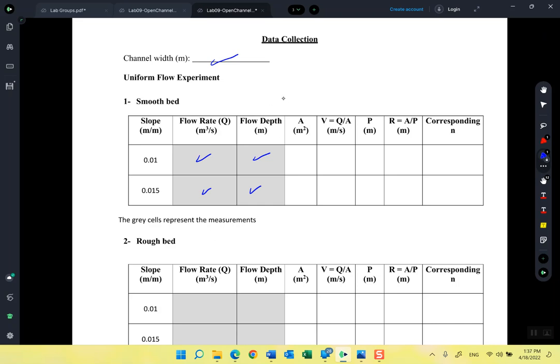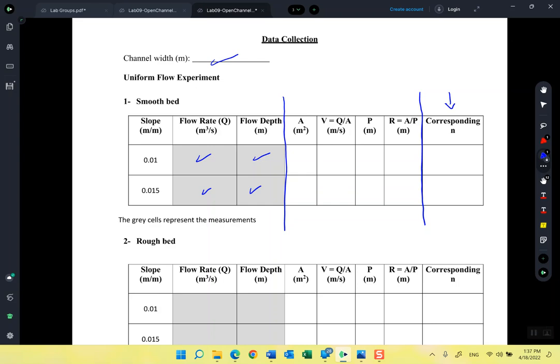Whereas this part will be a very simple calculations. Area will be the depth multiplied by the width. The velocity equals the discharge divided by the cross-sectional area. P is the wetted parameter. We already talked about this. And R is the ratio between A and P. So you won't use Manning equation up to this point.